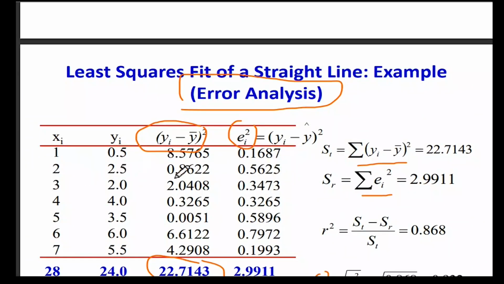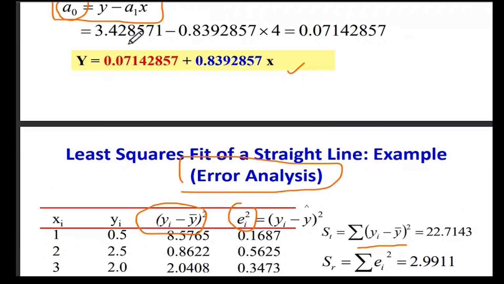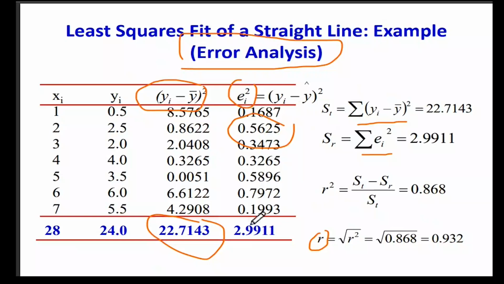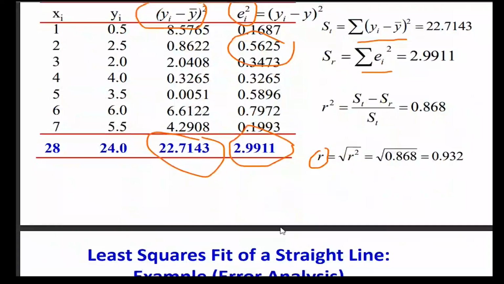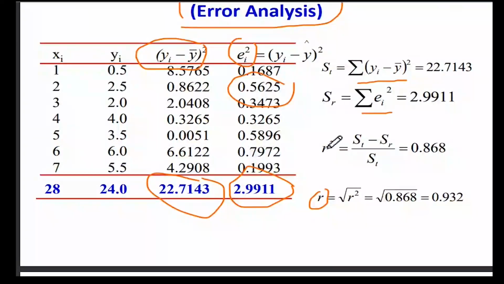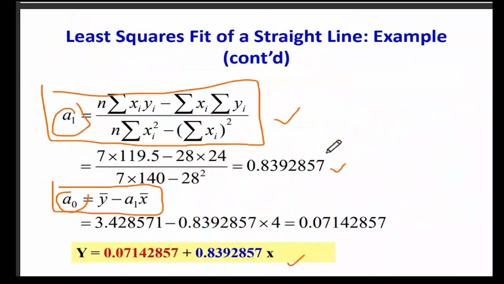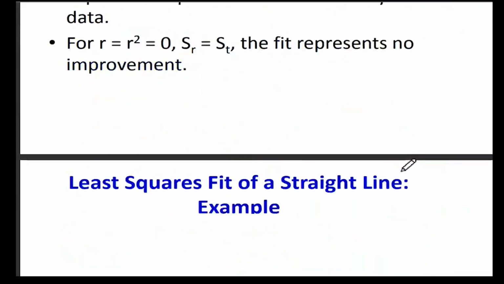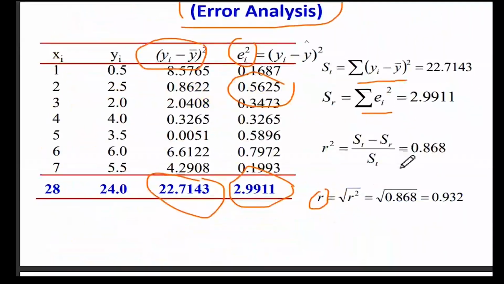Sama juga kat sini. So, nilai 2.5 minus nilai Y yang kamu dapat dari persamaan, menggantikan X dengan 2. Lepas tu kamu kuasa 2 kan dia, kita akan dapat 0.5625. Kemudian, dah dapat semua sampai 7. You sumkan dia. So, ini adalah total summation dia. So, kita dah dapat nilai ST, dapat nilai SR. So, we can calculate the R square. So, R square tu maksud dia apa? R square tu adalah coefficient of determination. So, coefficient of determination sama dengan 0.868. And we can find that our R value, kita square rootkan this, kita dapat 0.932.